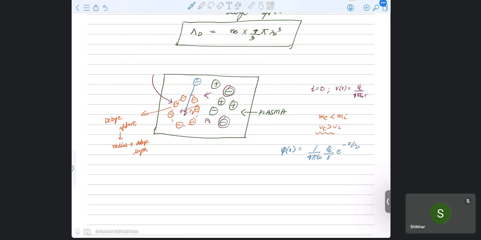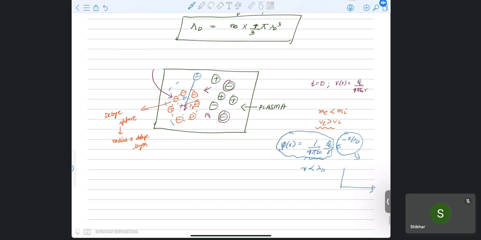So for all the values of r less than the Debye length, that is within the sphere, all the negative electrons, some electrons would be inside also, so those electrons will feel this Coulombic potential. But outside this Debye sphere, the exponential term dominates for large values of r. So outside this Debye sphere, the exponential term dominates.